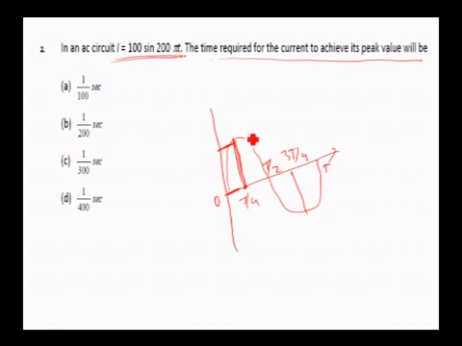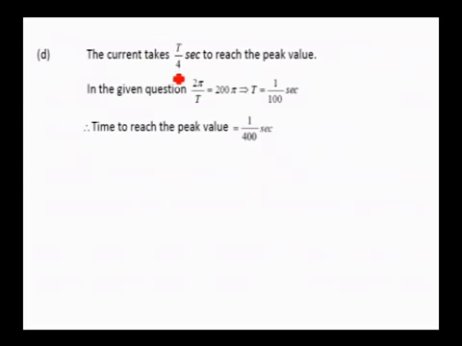This is the peak value. The question is the time required for the current to achieve its peak value. If T/4 is the time taken by the current to reach its peak value, then let us find out. It takes T/4 seconds.